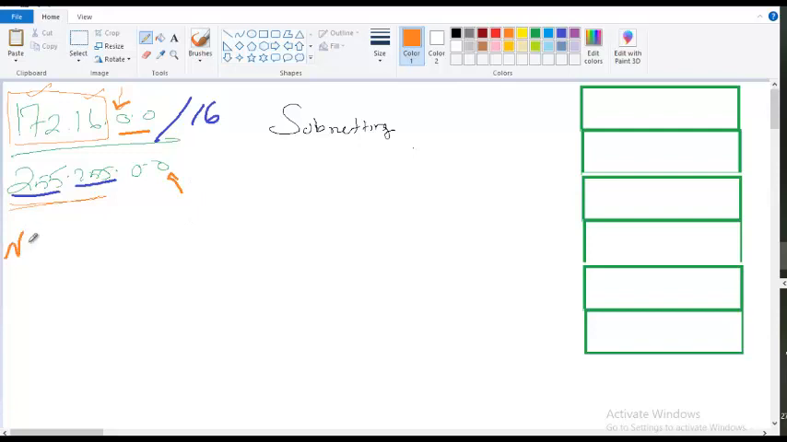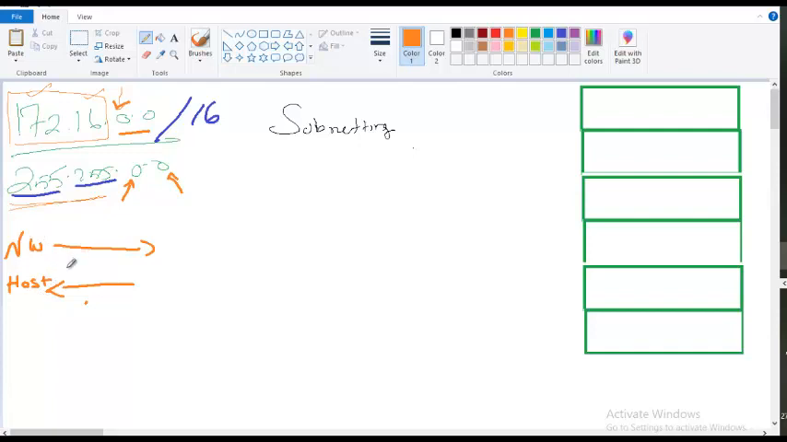Network will always grow from left to right. You should remember this. Network will always grow from left to right. So you should give from here. And host will always grow from right to left. All right, so there won't be any confusion if we remember this.